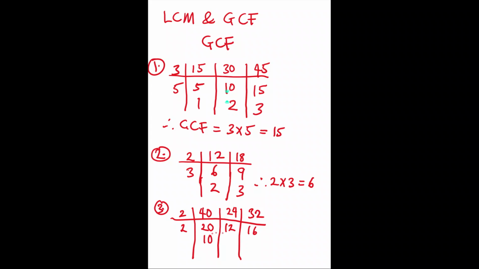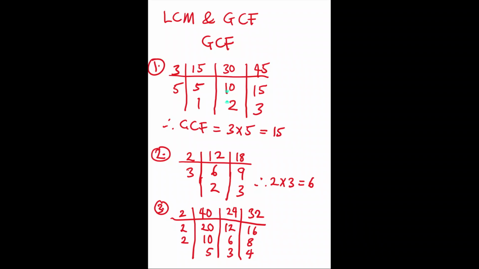Okay. And we can use 2 again. 20 divided by 2 is 10. 12 divided by 2 is 6. 16 divided by 2 is 8. Okay. And we can still go with 2 again. 10 divided by 2 is 5. 6 divided by 2 is 3. 8 divided by 2 is 4. So we have 5, 3, 4.